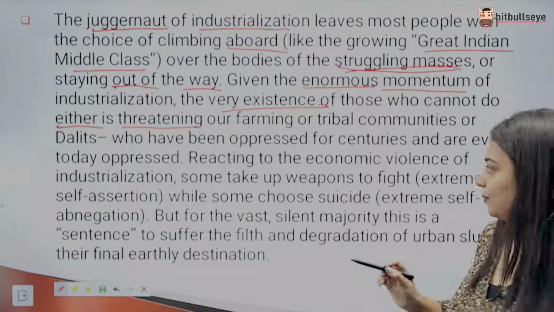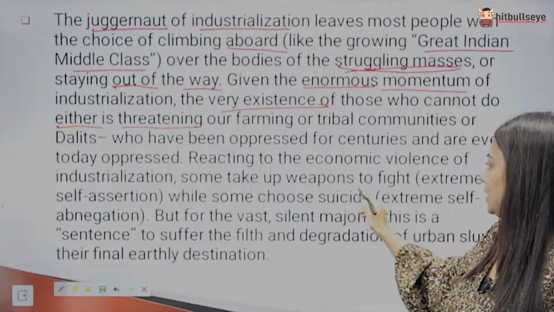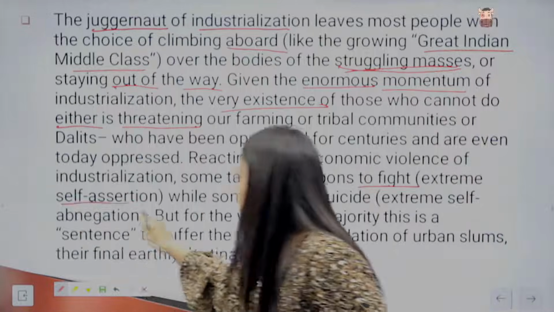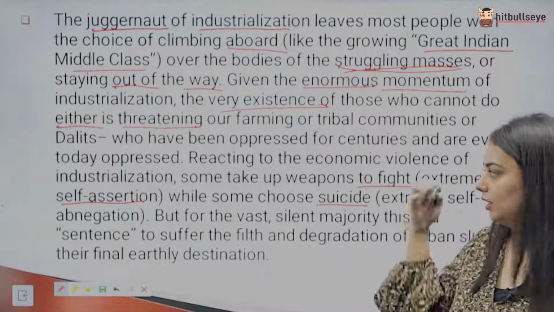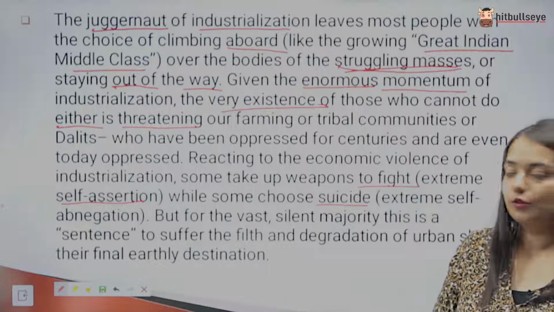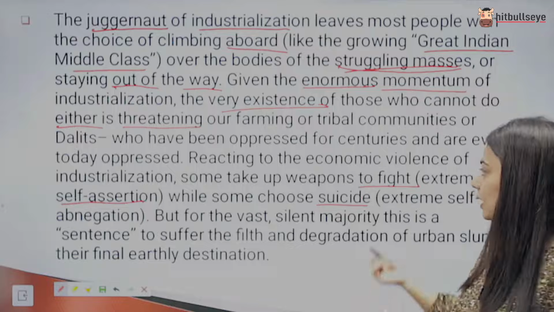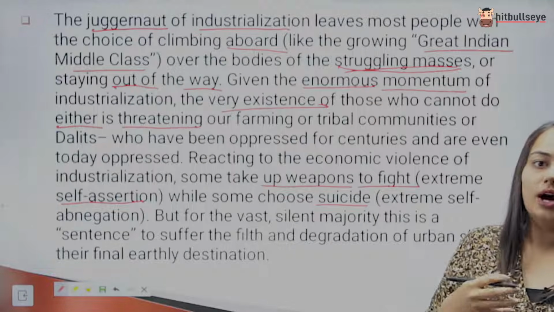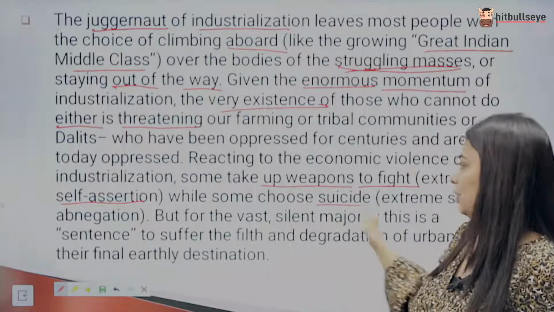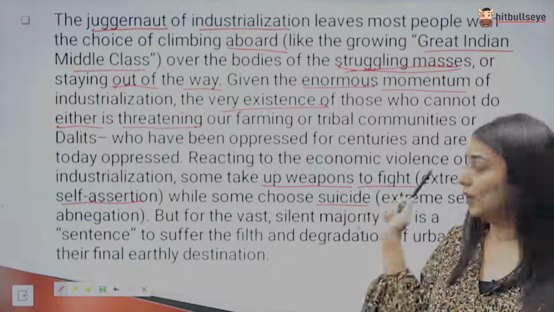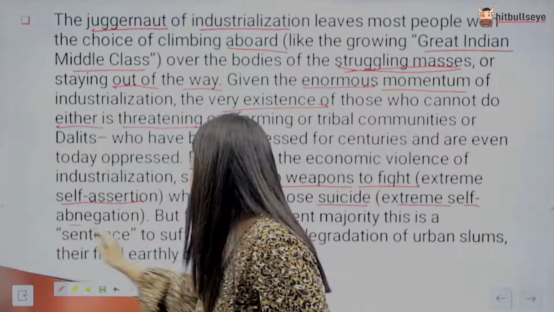further marginalizing them. Reacting to the economic violence of industrialization, some take up the weapons to fight extreme self-assertion, while some choose to suicide. So there are two types of people in Indian society at present who are facing the problems of economic industrialization, the technology has caused. They have either taken up the weapons, those who are aware of their rights, those who know how to speak against the wrong have taken up the weapons, and the other kind of people who find themselves helpless have opted for suicide, that is extreme self-abnegation.